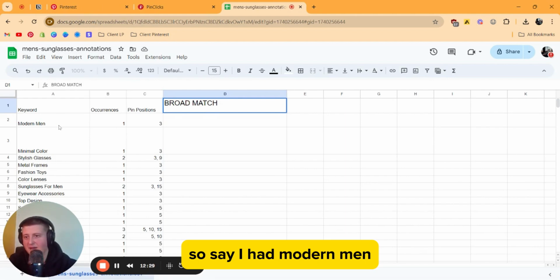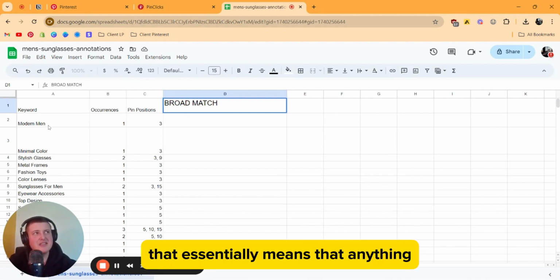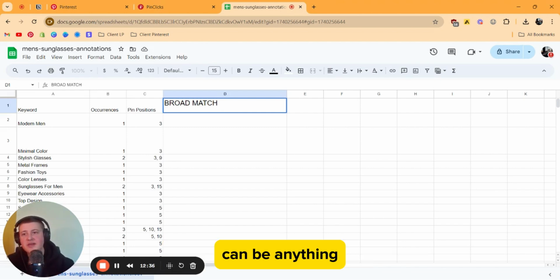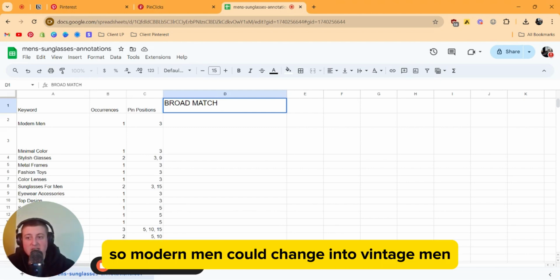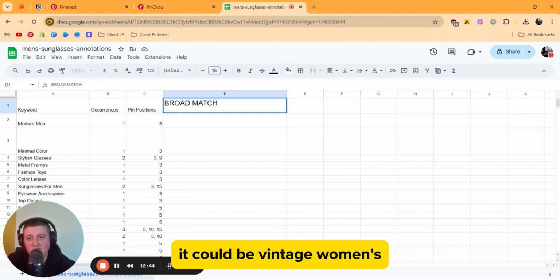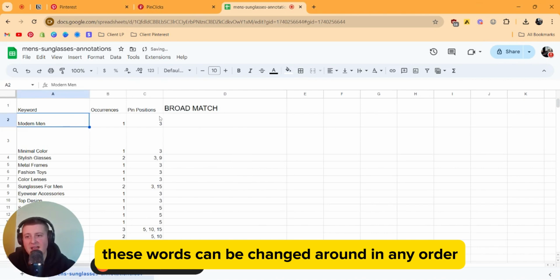So say I had modern men, that essentially means that anything that comes under that line can be changed, can be altered, can be anything. So modern men could change into vintage men. Modern men could become modern men's. It could be modern women's. It could be vintage women's. These words can be changed around in any order.